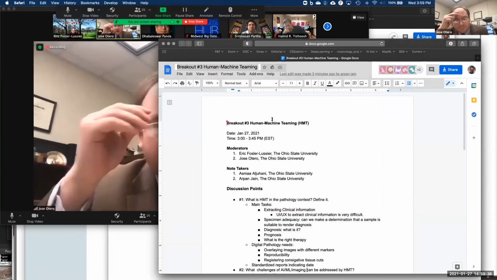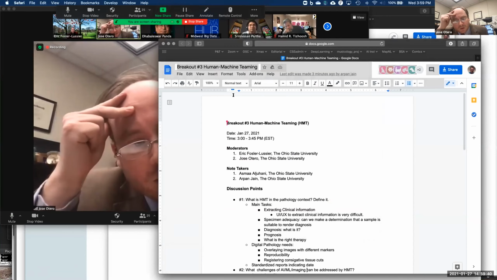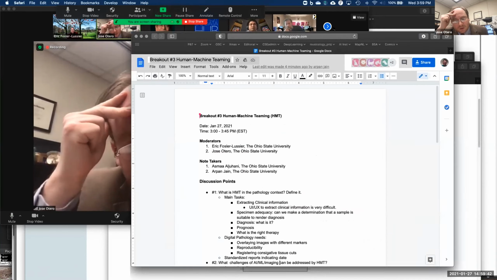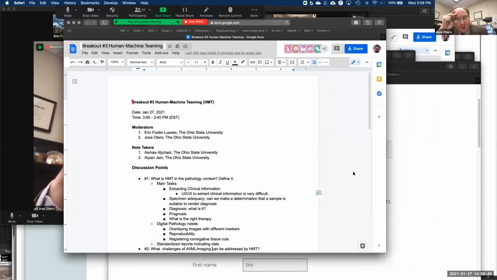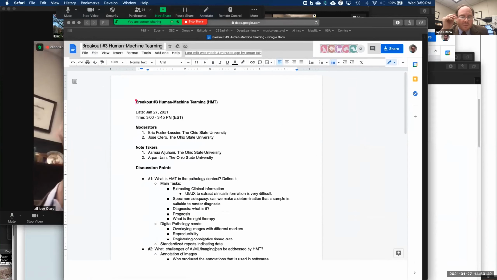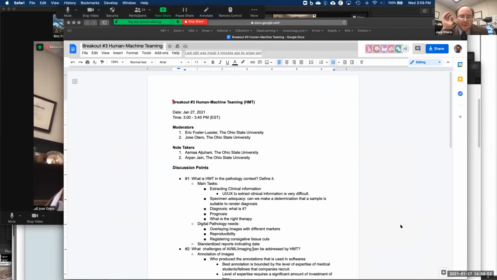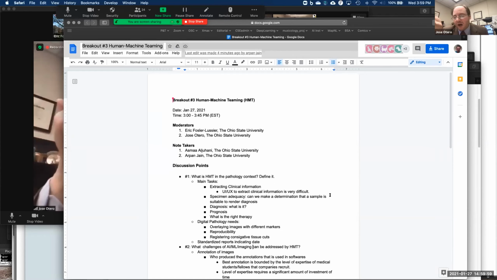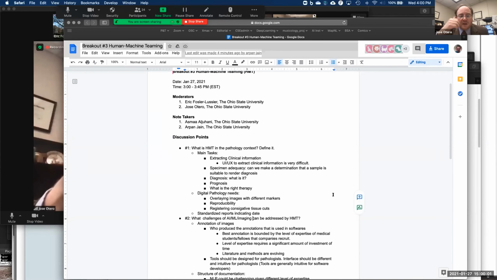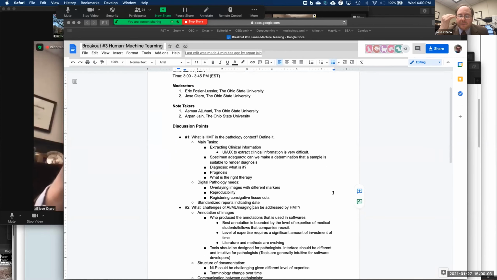Some of the points that we talked about in human-machine teaming. One issue was certain needs that we have, which were to extract the critical information. We're overloaded and bombarded with data. Most of it's unnecessary or not helpful for us. So as we're assessing the clinical histories or trying to get information about what's going on, it can be quite challenging.